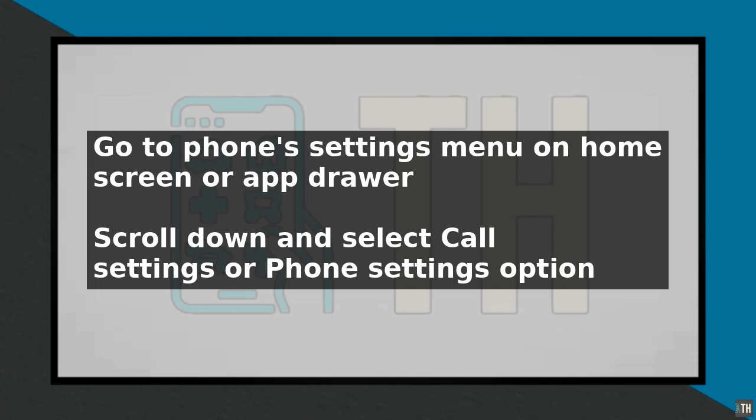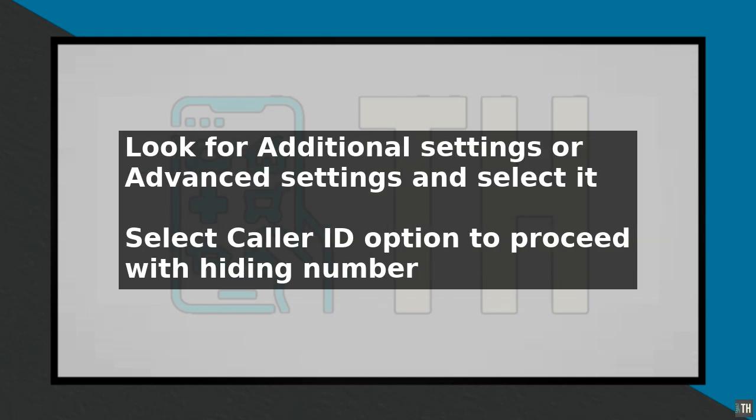The exact name may vary depending on your device model. Next, look for the additional settings or advanced settings option and select it. In this menu, you should see a caller ID option. Select this to proceed. You will now see three options: Network Default, Hide Number, and Show Number. To hide your number, select the Hide Number option.